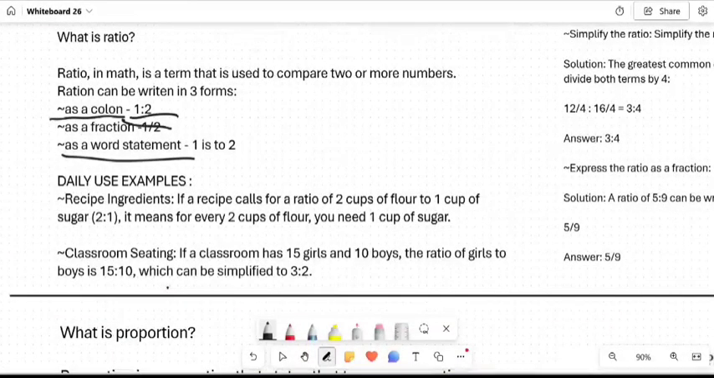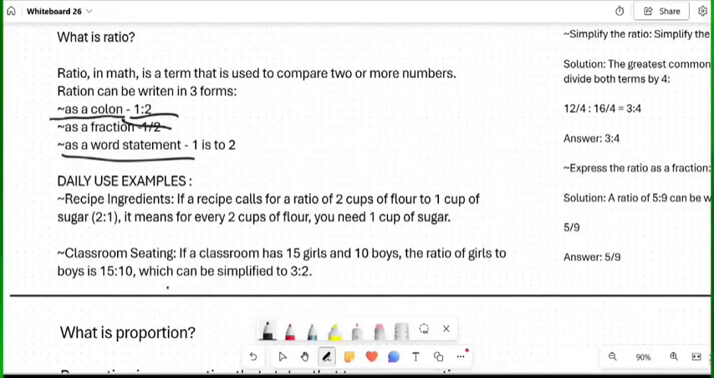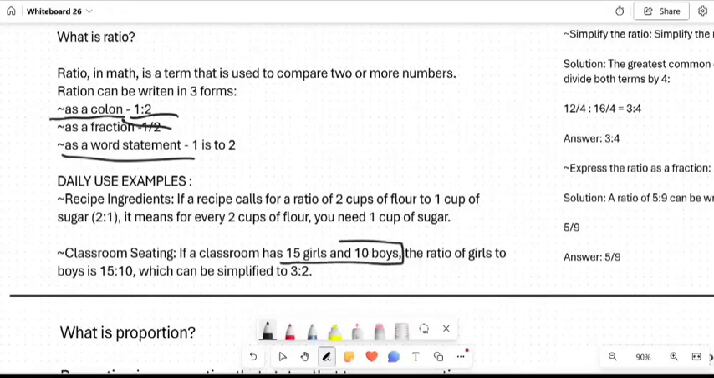Okay, if a classroom has 15 girls and 10 boys, the ratio of girls to boys is 15 is to 10, which can be simplified to 3 is to 2. Now, how will we simplify over here? As ratio is basically another form of fraction, we will change 15 girls and 10 boys to 15 by 10.